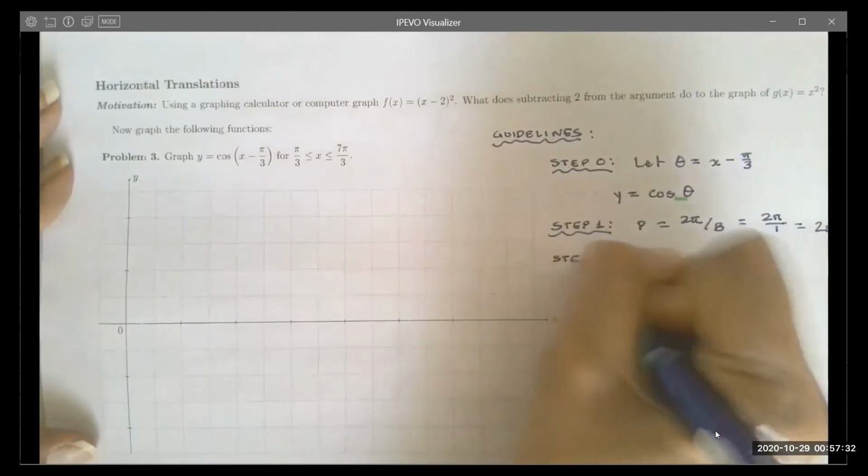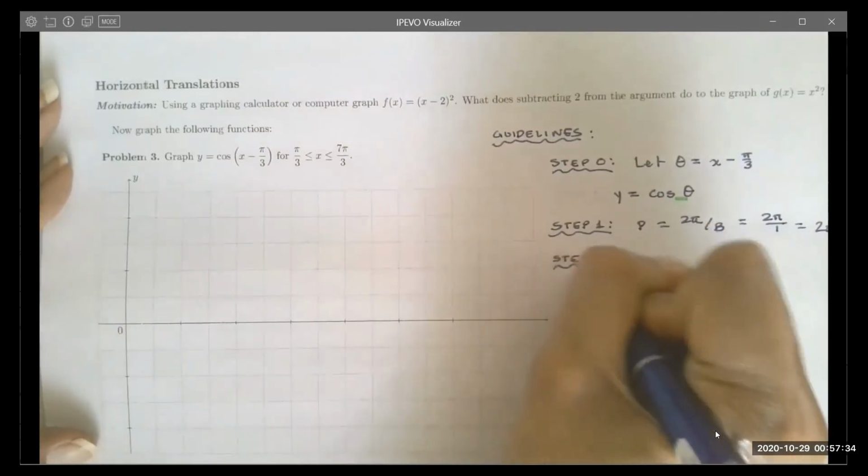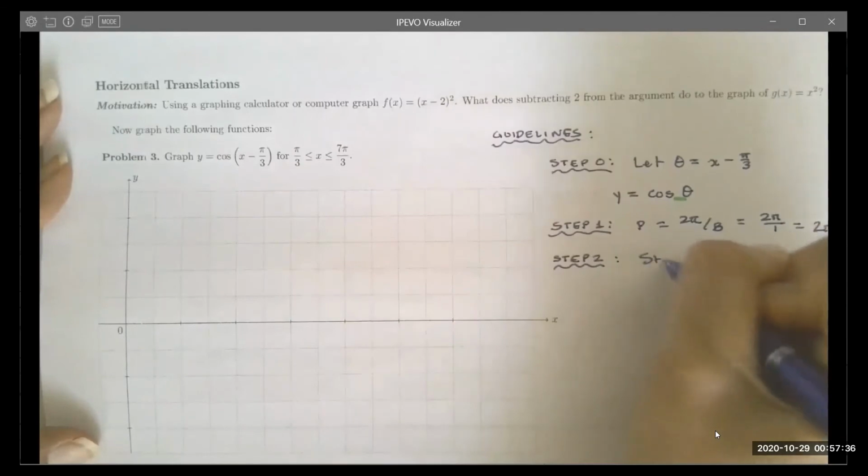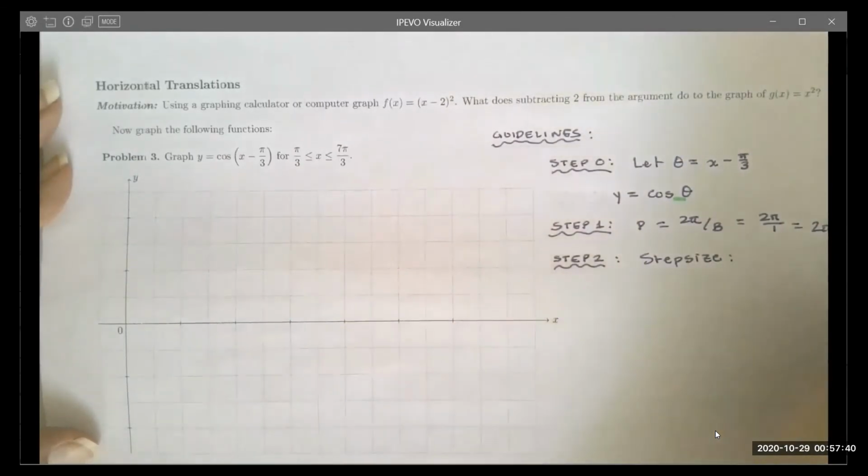For the next step, we look at the step size. And the step size is still the period over 4. So that's going to be 2 pi over 4, which is pi over 2.